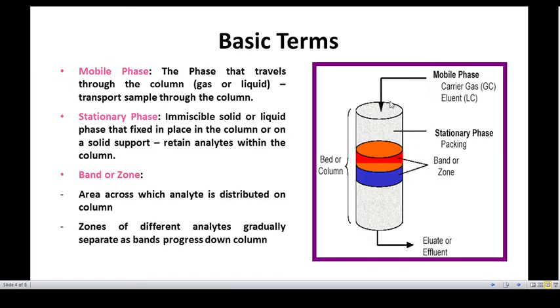Now, if you look at this, this is a column in which the supporting medium is filled. It is filled with the stationary phase or packing, and the mobile phase carries the components through the stationary phase and they are eluted out or washed out later. So the mobile phase is what travels through the column. The stationary phase is an immiscible solid or liquid phase fixed in place in the column, and the band or zone is the area across which the analyte is distributed in the column.